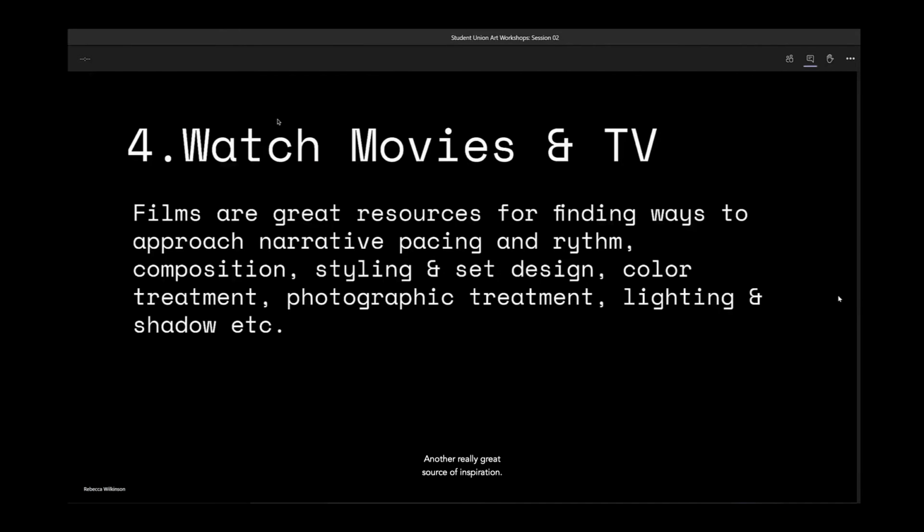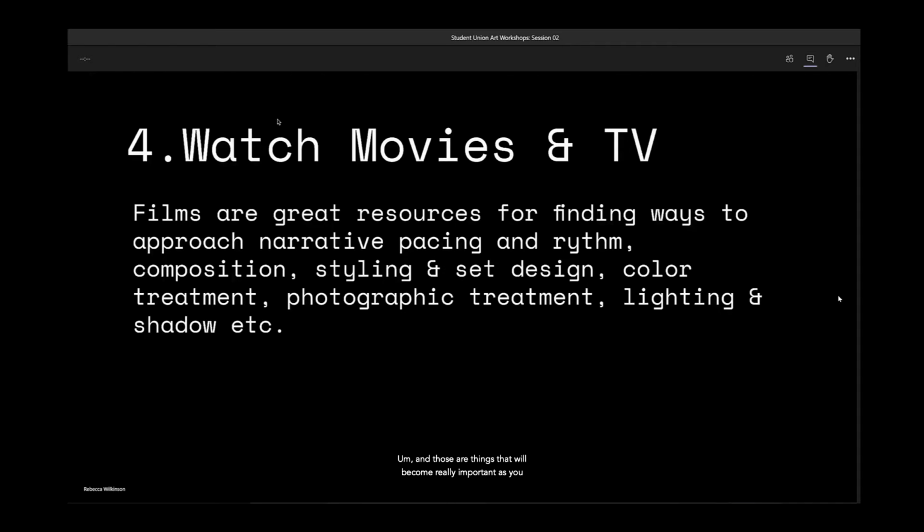Another really great source of inspiration, if you don't want to leave your house or can't leave your house, is to watch movies and television. And I know that sounds like a weird thing to suggest, because I think a lot of people think of movies and TV as just pure entertainment. But I really believe that if you're watching the right stuff, films and television can be an amazing source of inspiration. And they can really give us ideas about how to approach narrative pacing and rhythm.